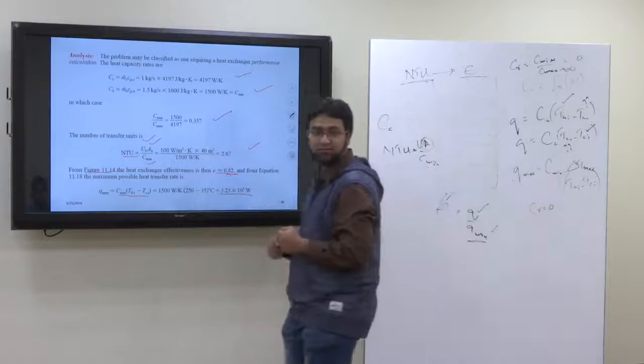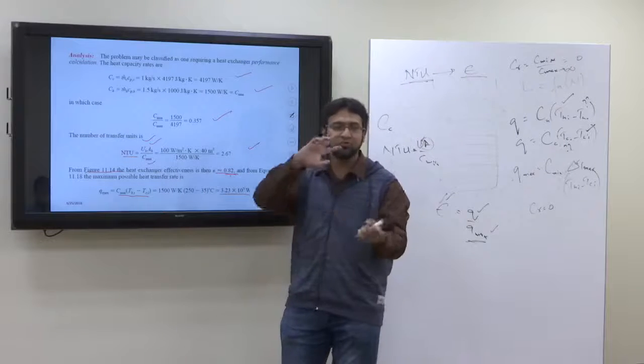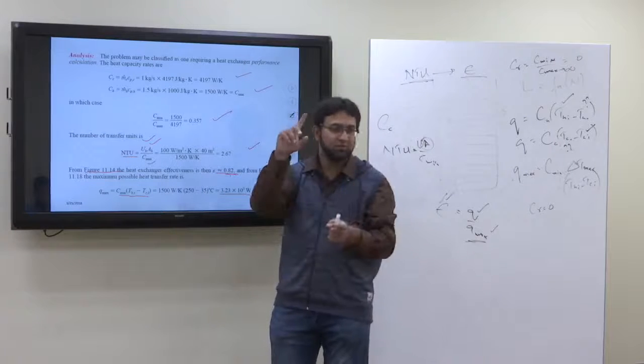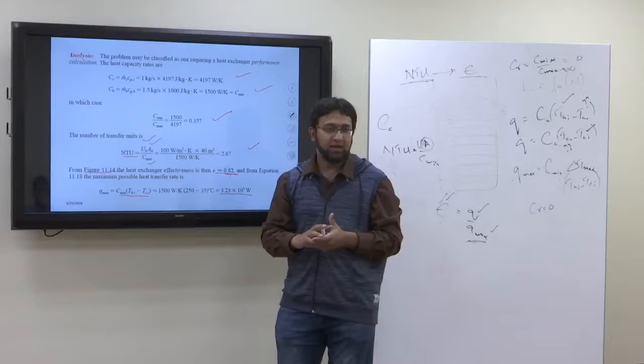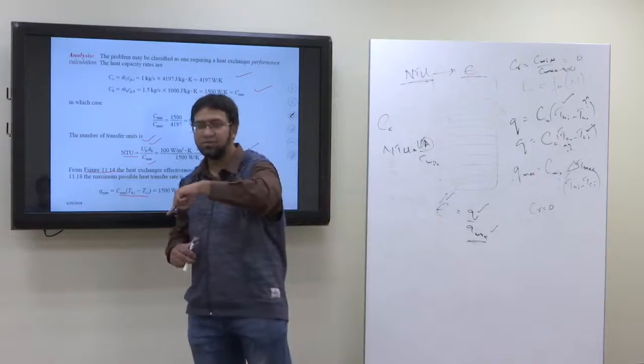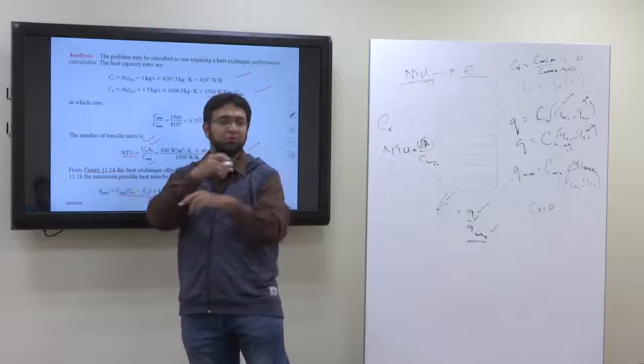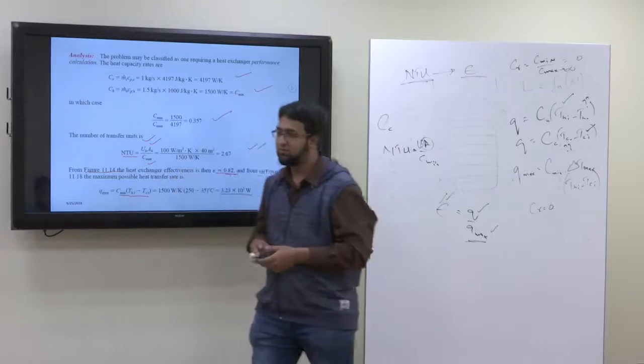Is it clear? So the two problems were just flipped, reversed. In one problem, when it is the design problem, you don't know the area. When it is a performance calculation problem, you know the area, but you don't know the outlets for the hot and the cold side.